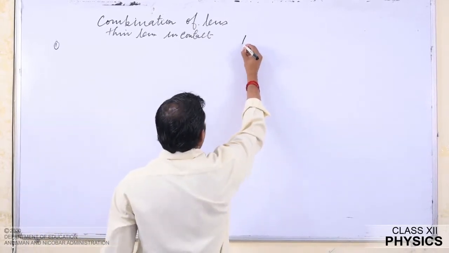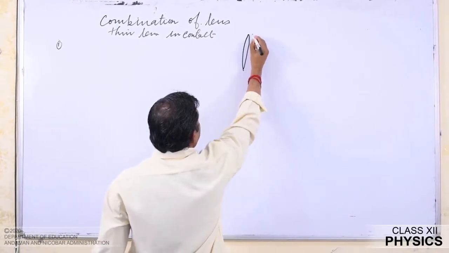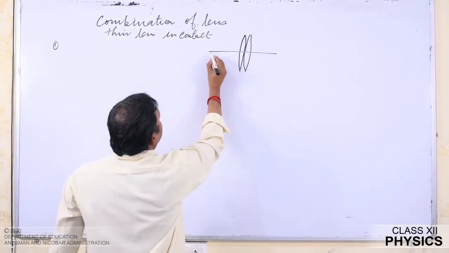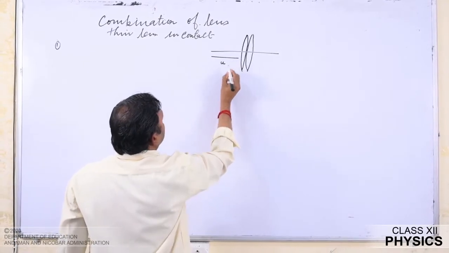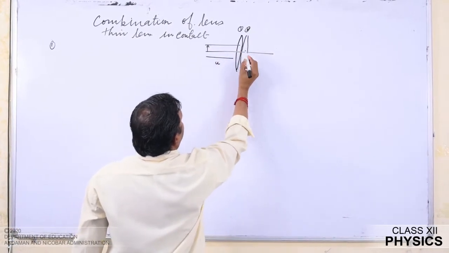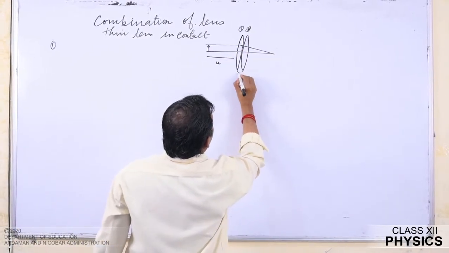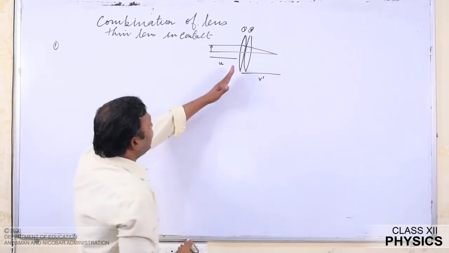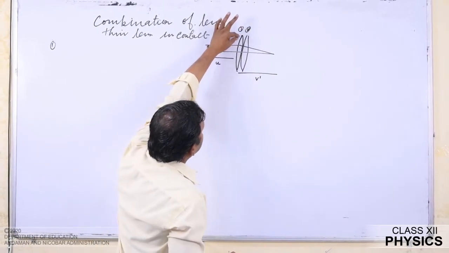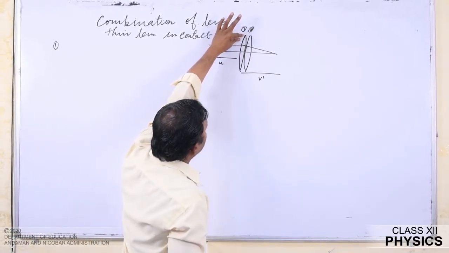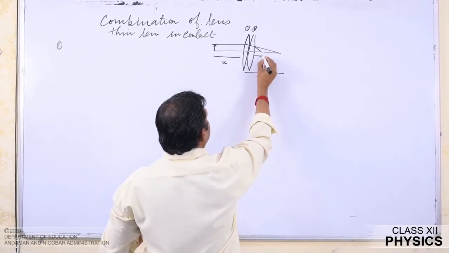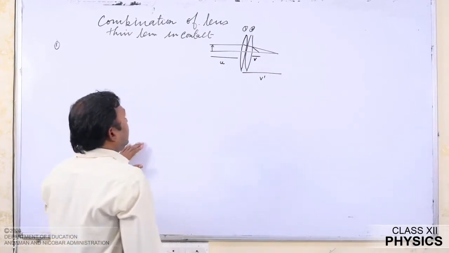Suppose that we have two thin lenses which are in contact together. Let us say the object is located at a distance of u from the first lens, which forms an image at a distance of v dash within the lens itself. This v dash, which is the image distance for the first lens, will act as an object for the second lens, and finally an image will form in the rarer medium at a distance of v.